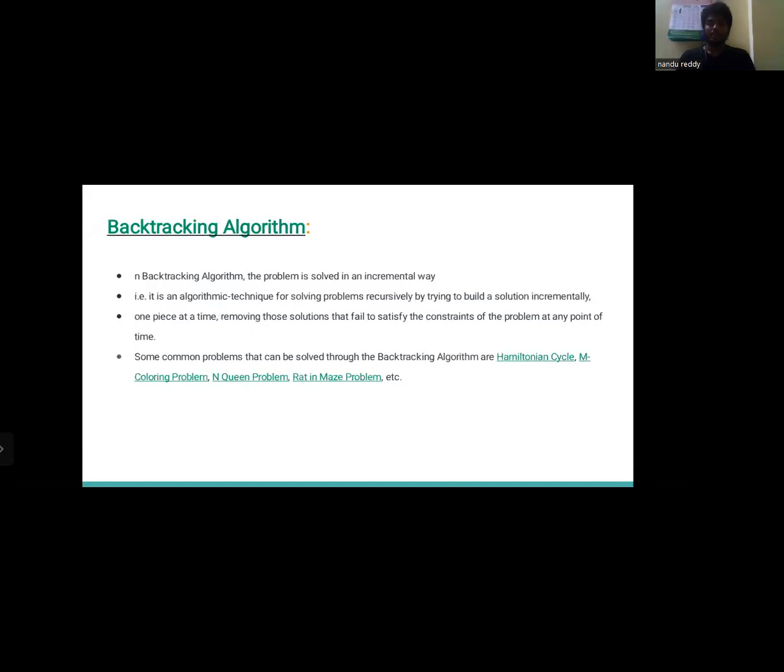Next, backtracking. In the backtracking algorithm, the problem is solved in an incremental way. It is an algorithm technique for solving problems recursively by trying to build a solution incrementally, one piece at a time, removing those solutions that fail to satisfy the constraints of the problem at any point of time. Some common problems that can be solved through the backtracking algorithm are Hamiltonian cycle, M-coloring problem, N-Queen problem, rat in a maze problem, etc. Let's see this backtracking.